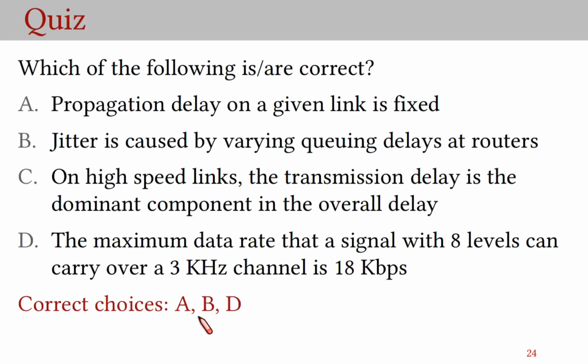The correct options are A, B, and D. A, that is propagation delay on a given link, is fixed. That's correct. Second, jitter is caused by varying queuing delays at routers, and that is correct. That is the source of jitter, at least one source of jitter. On highest speed links, the transmission delay is the dominant component. That is not true. Actually, this is the propagation delay.